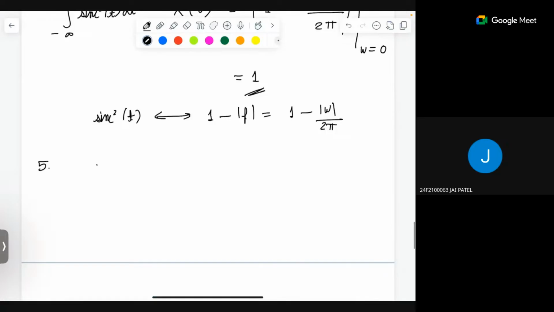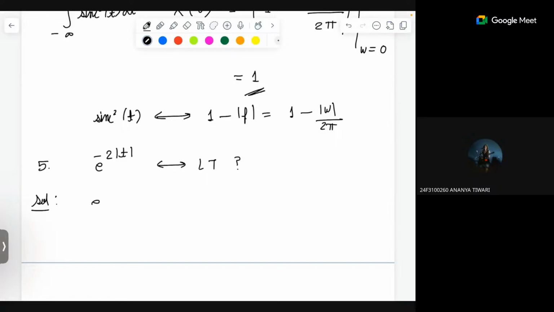So you have this signal e raised to the power of minus 2 mod of t. You have to find the Laplace transform of this. Let me give you some hint and then you can start solving. Is the question clear? There's a signal e raised to the power of minus 2 mod t. We have to find the Laplace transform. Question is clear now?